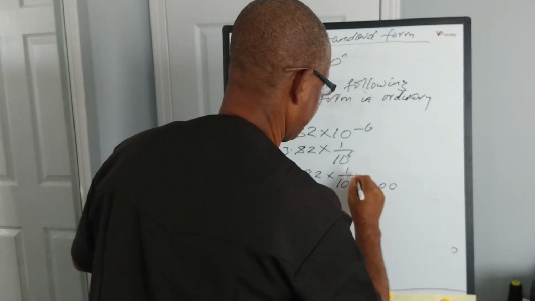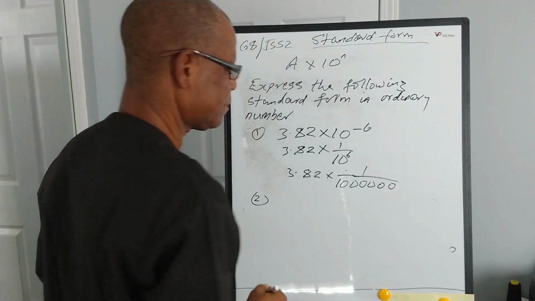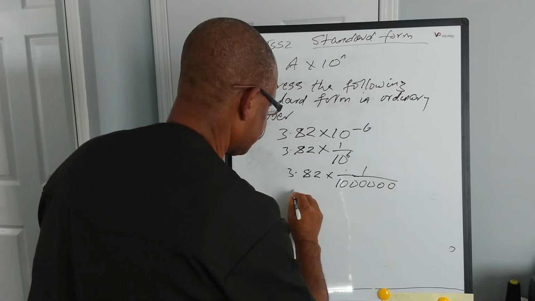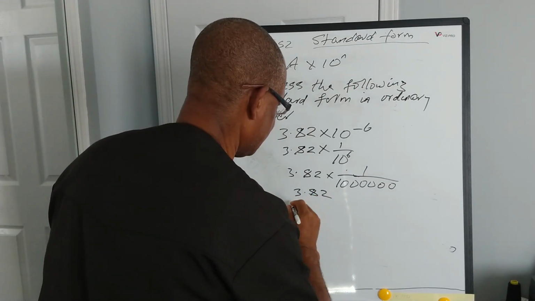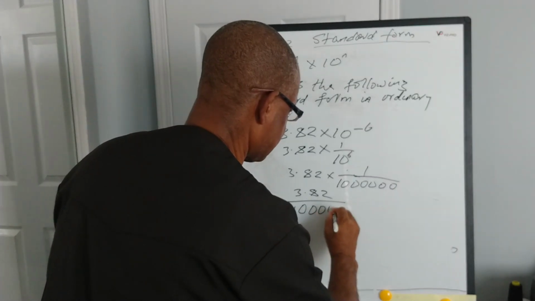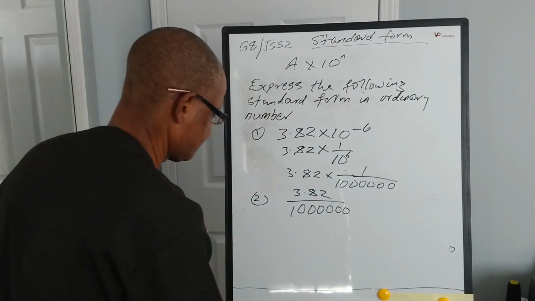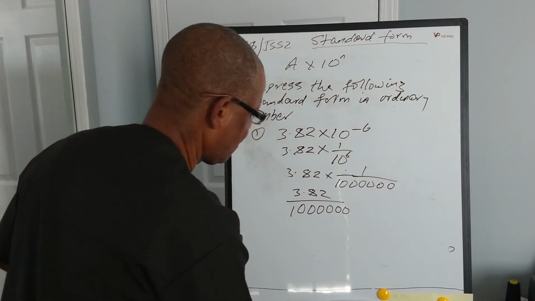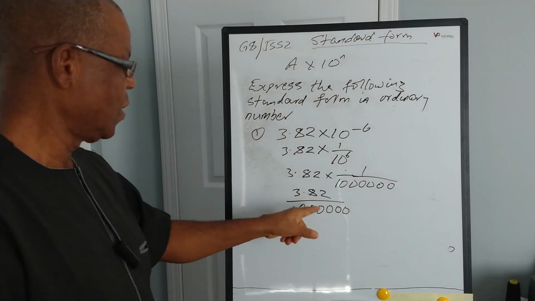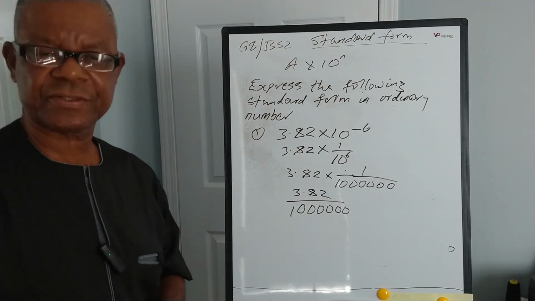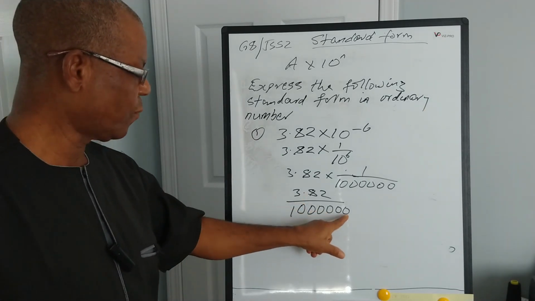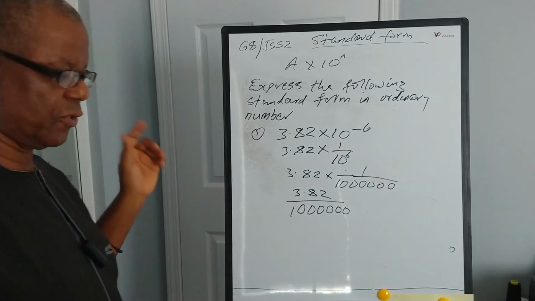1,000,000. And that means this will result to 3.82 over 1,000,000. What does that mean? It means that this decimal point here, we move 6 places to the left. This decimal point, after 3, we move 1, 2, 3, 4, 5, 6 to the left.